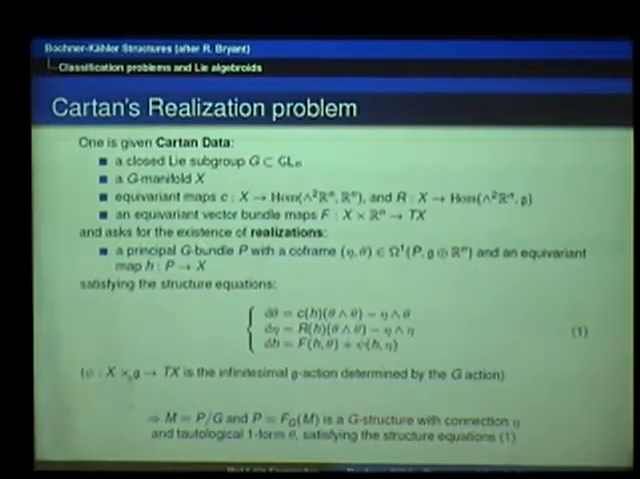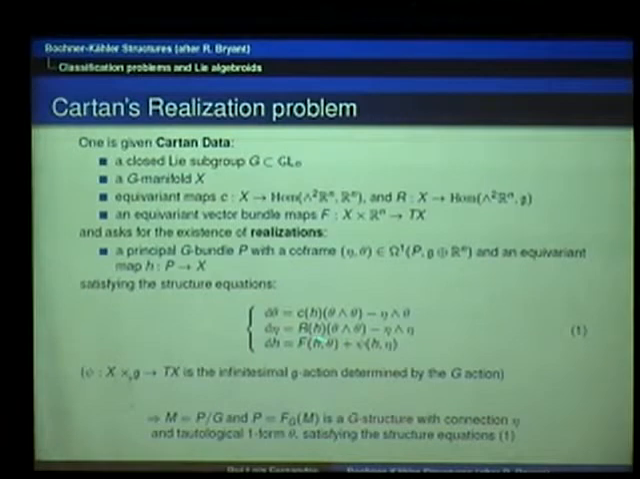All right, so if we do that, of course, then the quotient of my P by this action of G will be a manifold, and P will turn out to be the G-structure over this. I was saying that if you solve this, then you get a G-structure over the manifold M, which is the quotient of P by the free action of G, which carries a connection and a tautological one-form which satisfies these structural equations and which has this function F as the invariant.